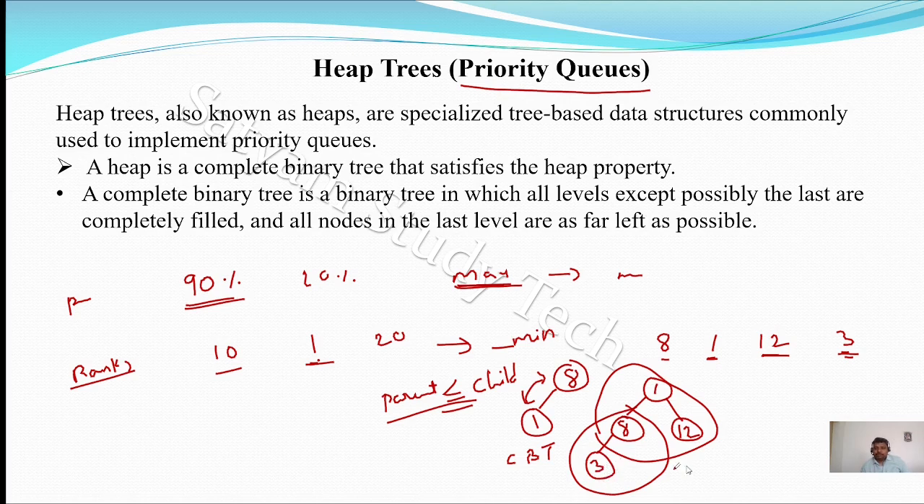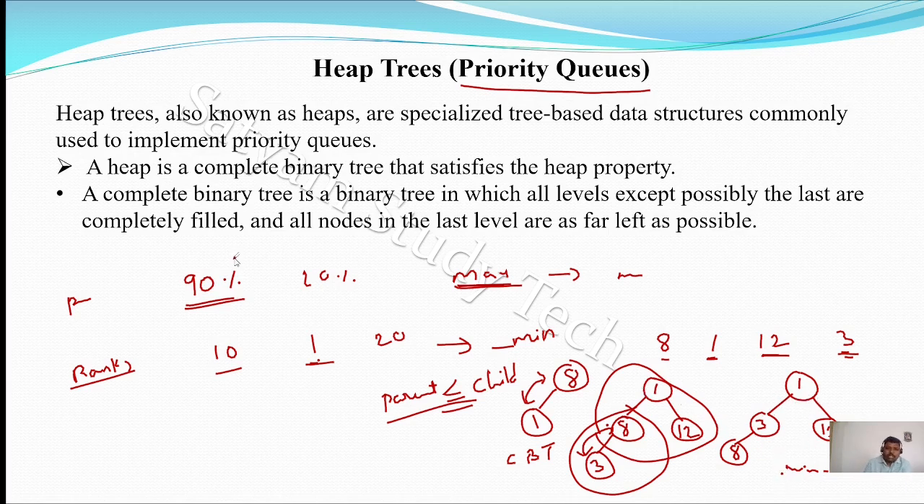So that here it is 1, here you can swap these values. Here it is 3 and it is 8, it is 12. Okay, so this is the min-heap, the min-heap property is satisfied. It is a complete binary tree and also satisfies the min-heap property.